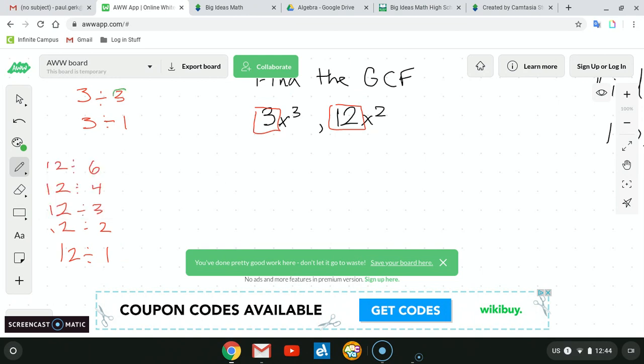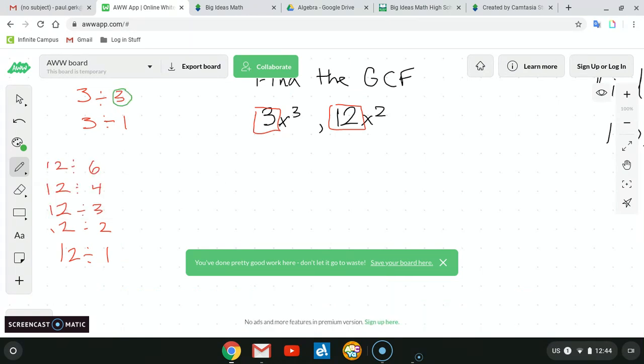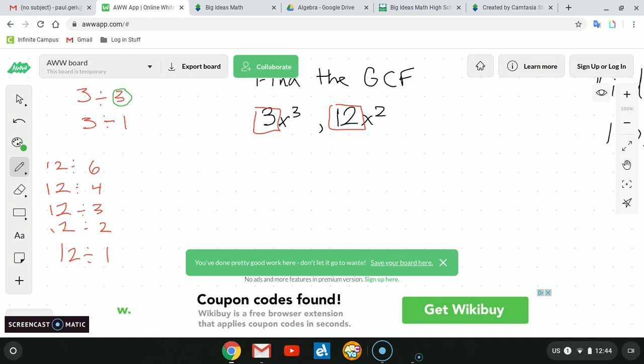Greatest number for our 3 is 3. Biggest number for our 12 is 6. But we need the greatest common. So C is common. So which one do they have in common? The biggest number they have in common is a 3. They also have a 1 in common with each other, but we're looking for the greatest common. So that's going to leave us with the 3.